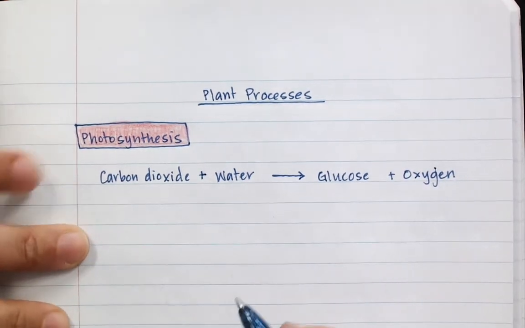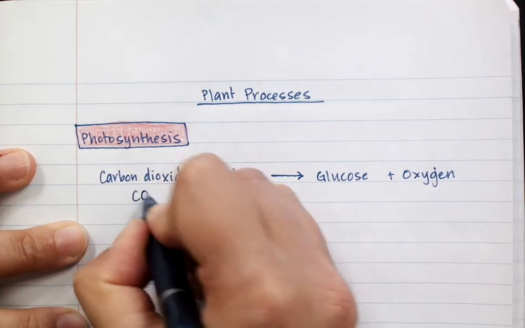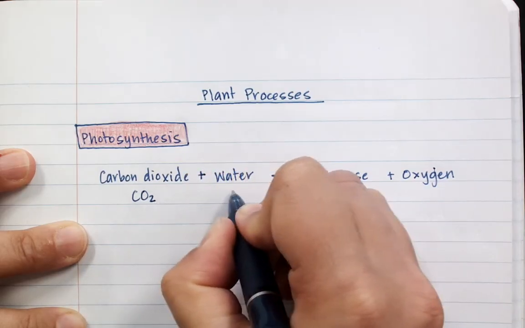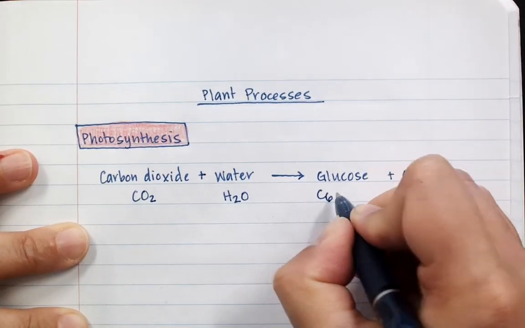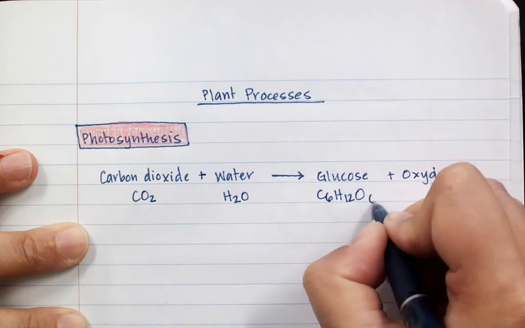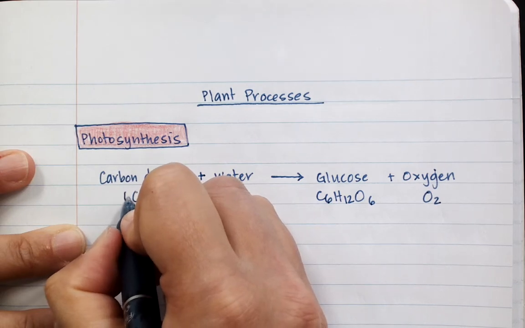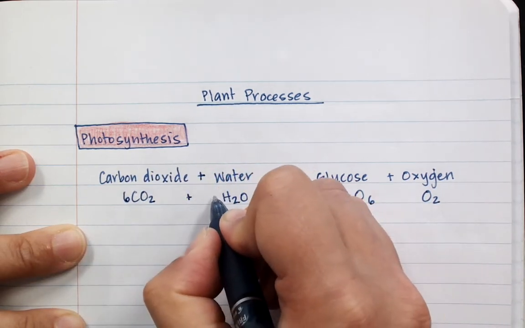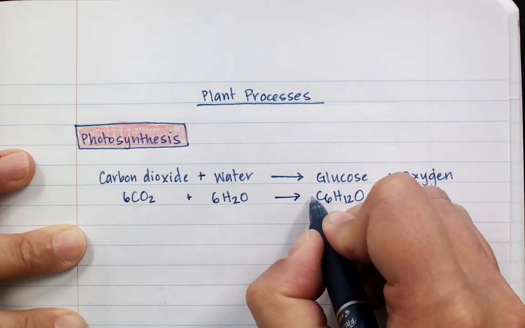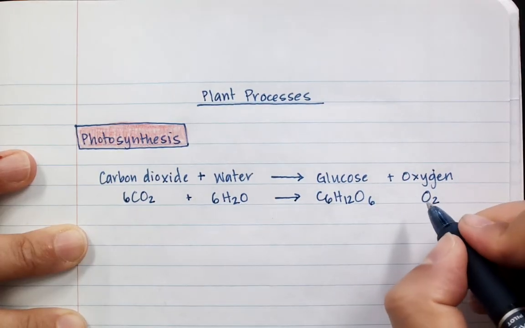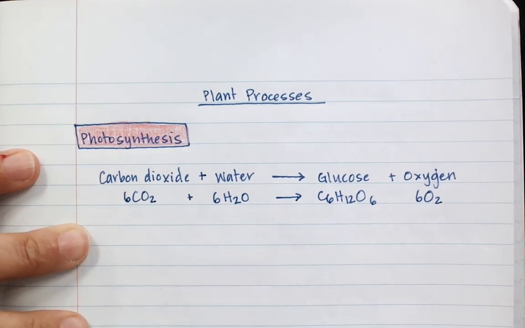So let's write this using our chemical equation language. So CO2 and H2O are going to turn into C6H12O6 plus O2. And if I was going to balance this, I would have 6 CO2 plus 6 H2O turns into 1, so I leave it blank, C6H12O6, and 6 O2.